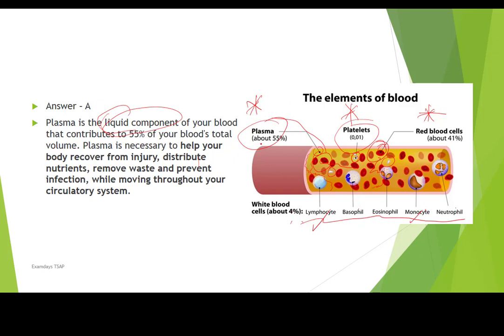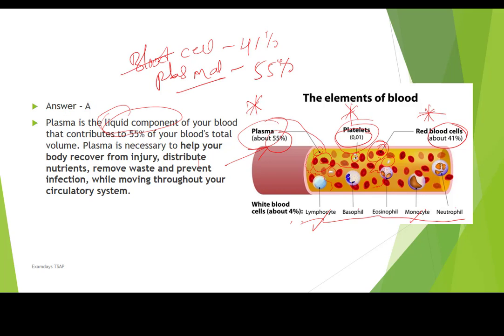So how much percentage of plasma is in your blood? It is 55%. This is one type of question: what percentage of plasma does your blood contain? Plasma contains 55%, platelets 0.001%, and blood cells 41%. You have to remember this, as the question is very important. I have not covered it as an MCQ, but you have to understand what percentage the plasma and the blood cells make up.